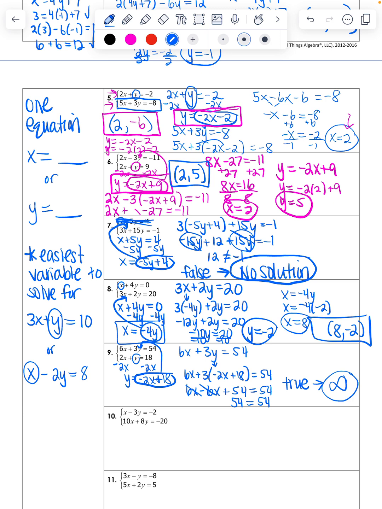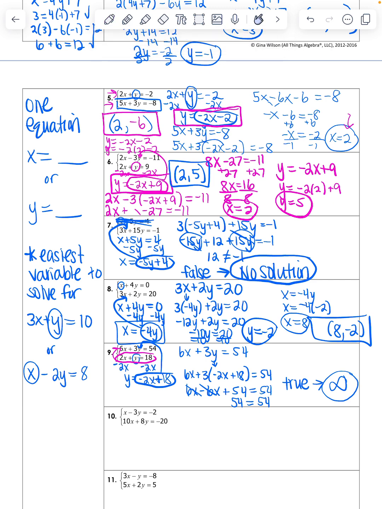And honestly, maybe you were able to see that with 2x plus y equals 18, if you multiply all of these things by 3, it turns into the exact same equation: 6x plus 3y equals 54. They're the same exact line, so they cross at every single point.